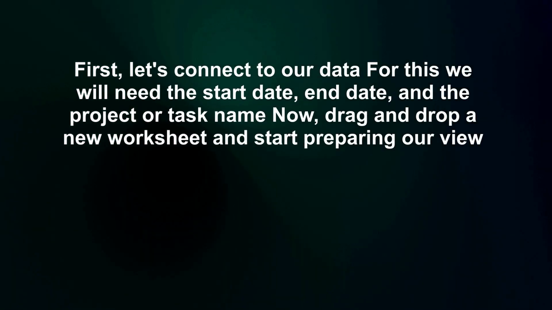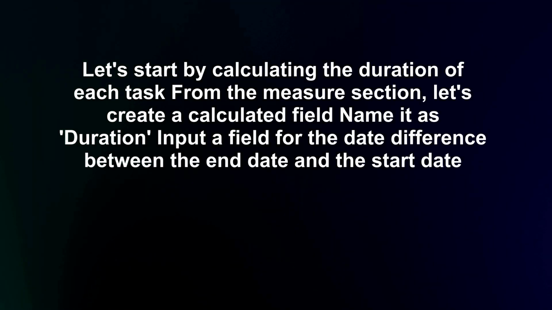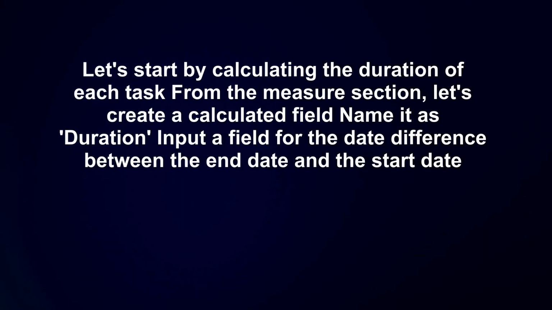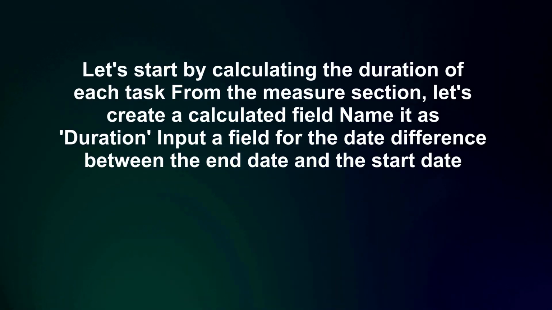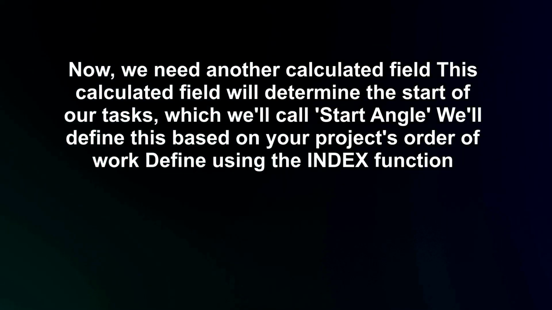Now, drag and drop a new worksheet and start preparing our view. Let's start by calculating the duration of each task from the measure section. Let's create a calculated field, name it as duration, input a field for the date difference between the end date and the start date. Now, we need another calculated field.